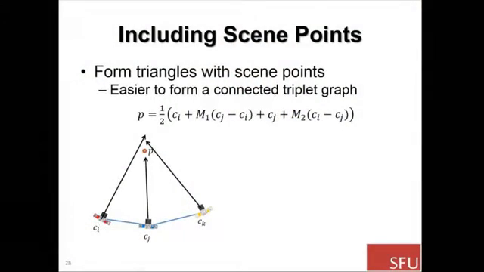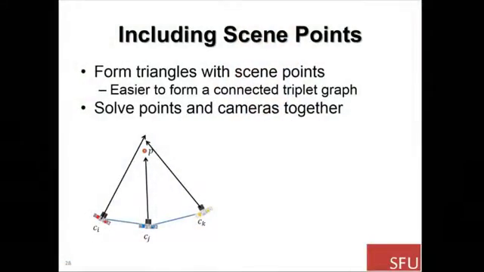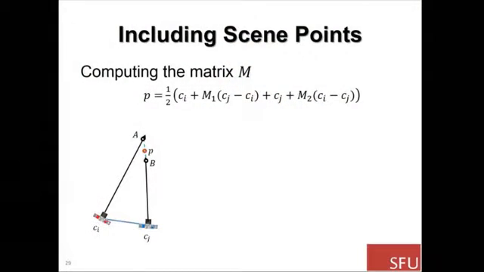If we can compute them, this will make it easier to form a connected triplet graph because usually a scene point is visible in many images. So this kind of edge between points and cameras will help us to connect the cameras together. Basically, it will strengthen the connection, and then we can just solve all points and cameras together. It seems like a simple solution to the problem. But in this slide, I'll first explain how to compute the two matrices M.